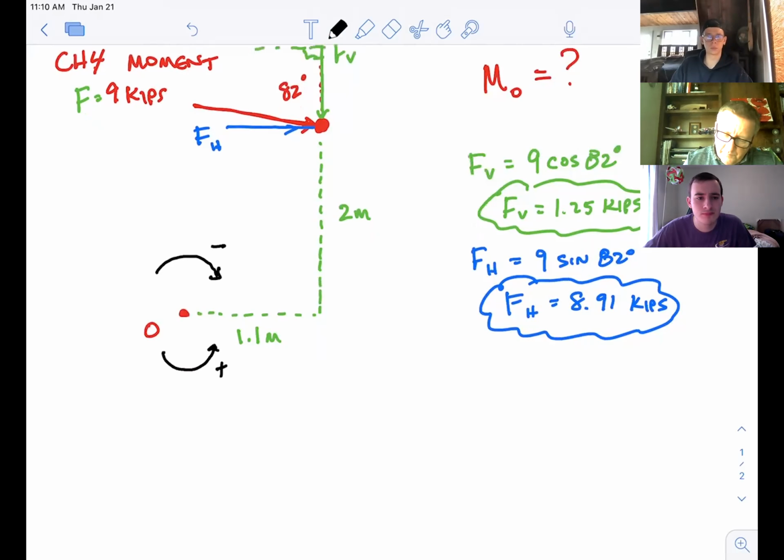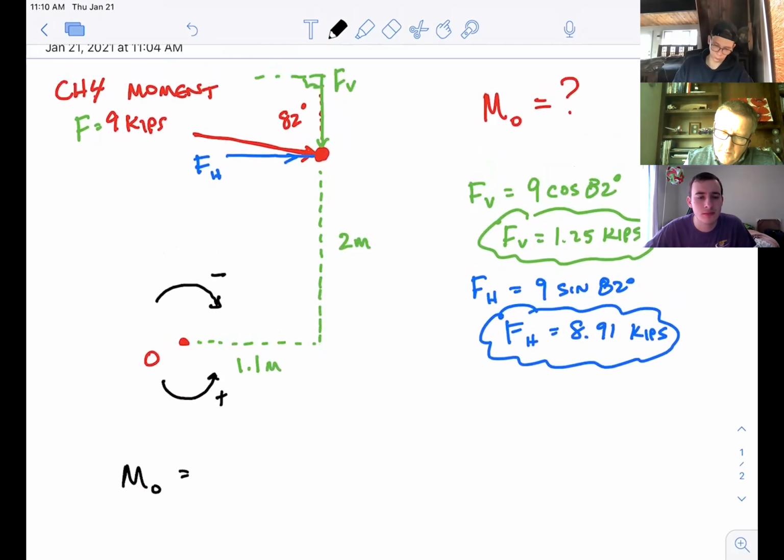So what is my moment around O? Well, it's a force times the distance. So let's see, what am I multiplying force of V by? That's its force. Notice the force was in pounds. I didn't have to convert it to newtons. What is that multiplied by for a distance?